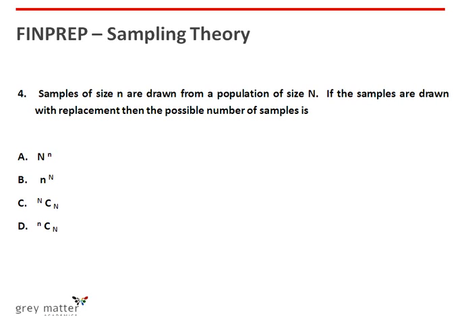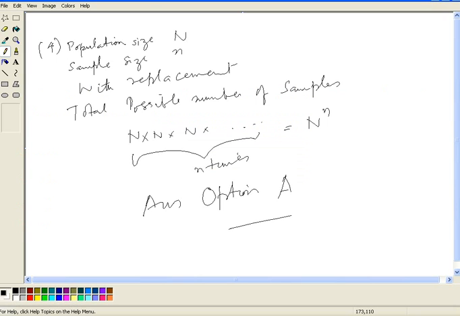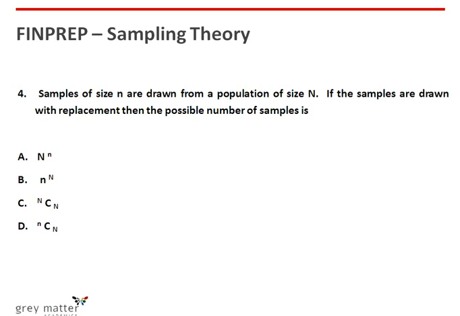Fourth question. Samples of size small n are drawn from a population of size capital N. If the samples are drawn with replacement, then the maximum possible number of samples is. You see the work area, population size is capital N, sample size is small n. With replacement, we have to work out. Again, you will have N options, N items can be picked out. So this will go for small n times, which is equal to capital N power small n. So the answer is option A. Going to our PowerPoint presentation, option A, capital N whole power small n, is the answer.